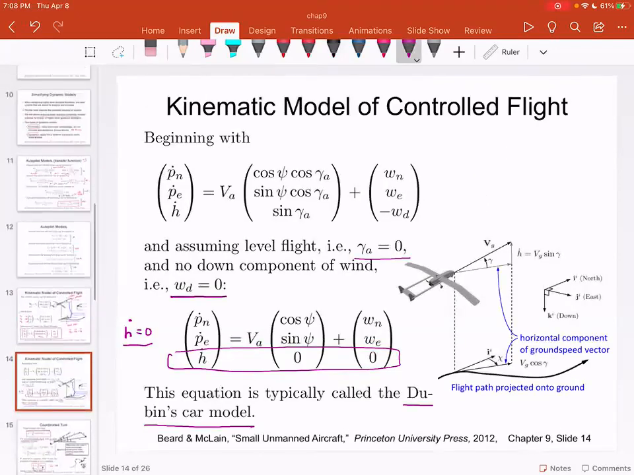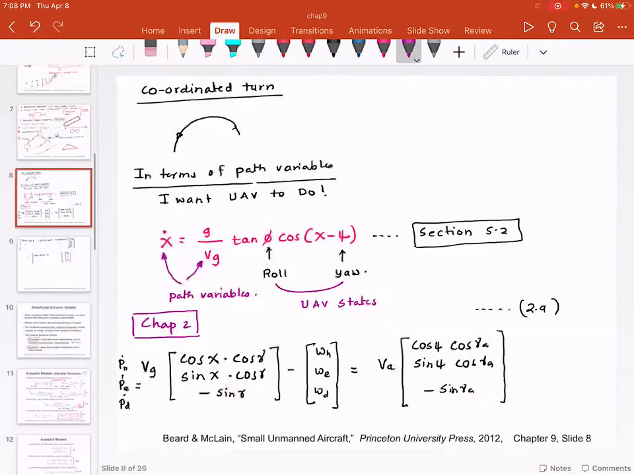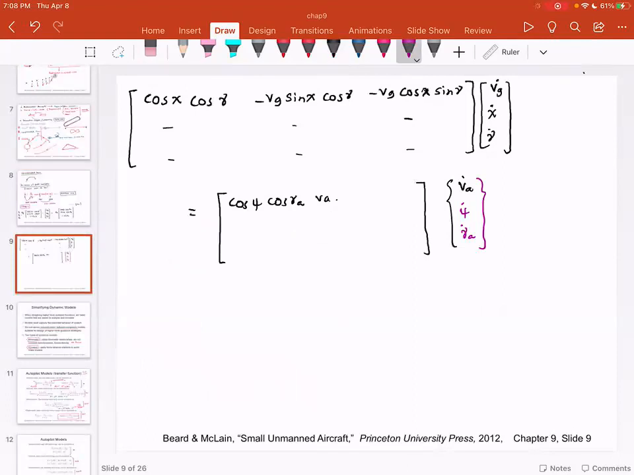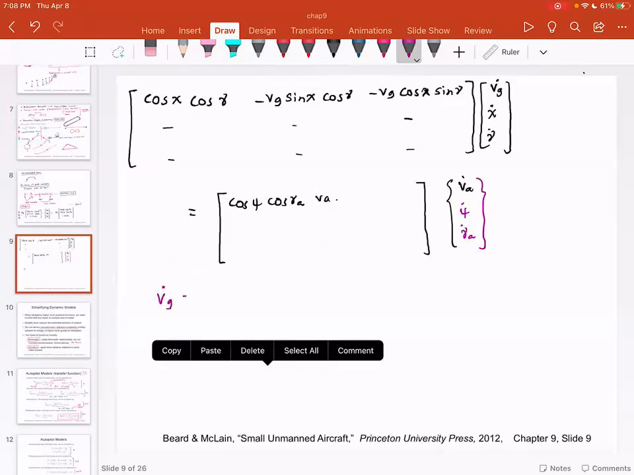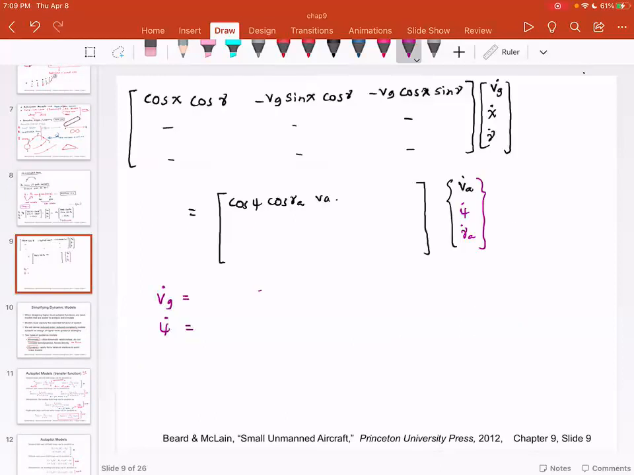So this equation, you start with this, and then you have the equation. And then what you do is just equate left-hand side to right-hand side to find out, and this is the important part, the relationship between Vg dot and psi dot. And that relationship comes from taking this expression and differentiating, and you get this relationship, and all said and done.